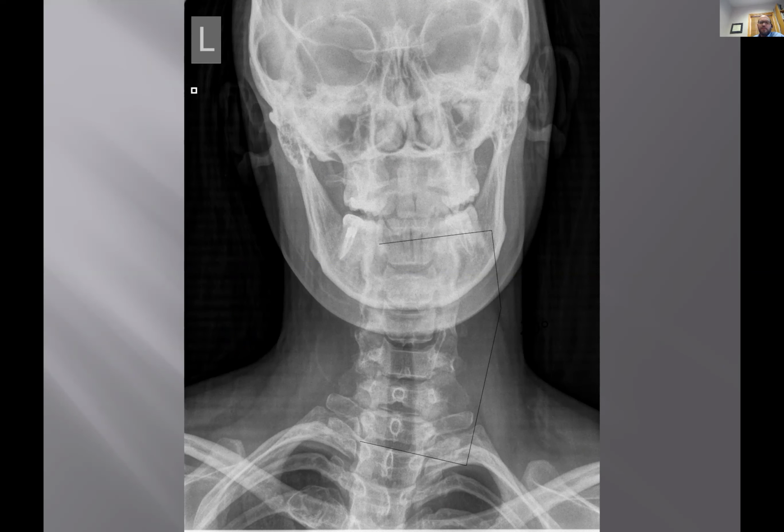This ended up being, by the way, a non-aggressive lesion, but it hurt like crazy. They did a biopsy. This was an aneurysmal bone cyst. Yes, it is a chiropractic case sent in to me within the last few weeks. A great case. I'll end with that.